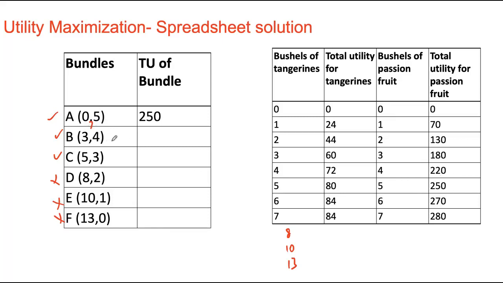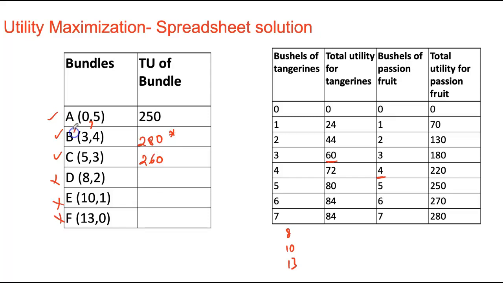Bundle B is 3 and 4. So 3 tangerines and 4 bushels of passion fruit. So that gives you a total utility of 280. Bundle C is 5 tangerines, so over here, and then corresponding to 3 bushels of passion fruit. So 80 plus 180 is 260. And out of these, this is your utility maximizing bundle.